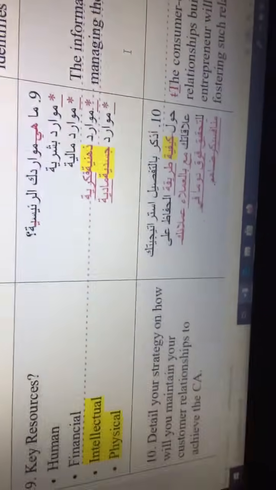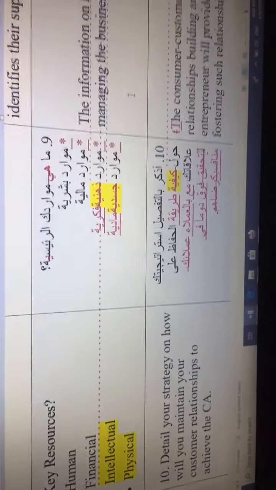The examples are two examples from business. It's the same text that I used before, but different examples this time. I'm going to show you these examples. These are the two examples, as you can see, key resources.